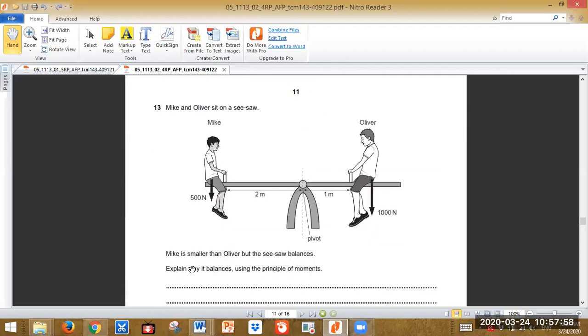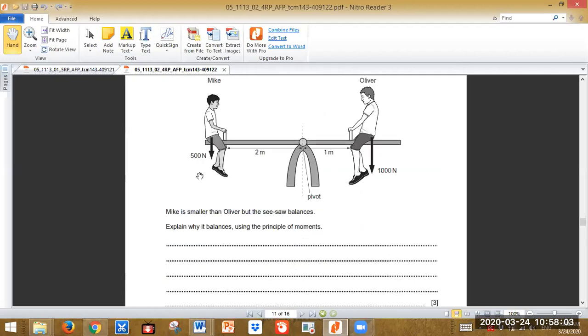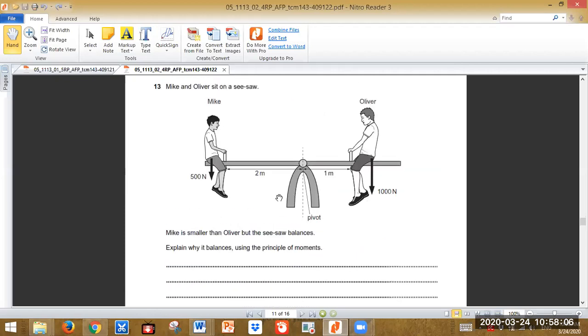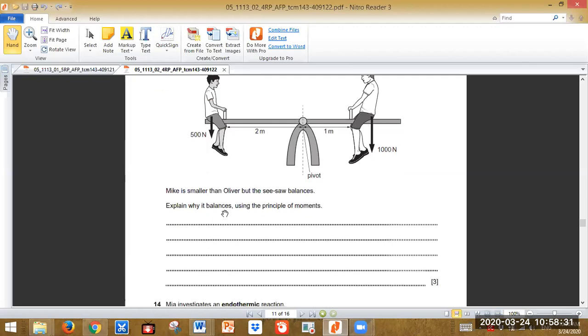Let's go to question 13. Michael and Oliver sat on a seesaw. Okay, and here you can see clearly that Mike's weight is 500 Newton, and he is a distance of 2 meters from the pivot. Oliver's weight is 1000 Newton, and he is 1 meter from the pivot. Mike is smaller than Oliver, but the seesaw balances. Explain why it balances using the principle of moments. And you have got 3 marks.